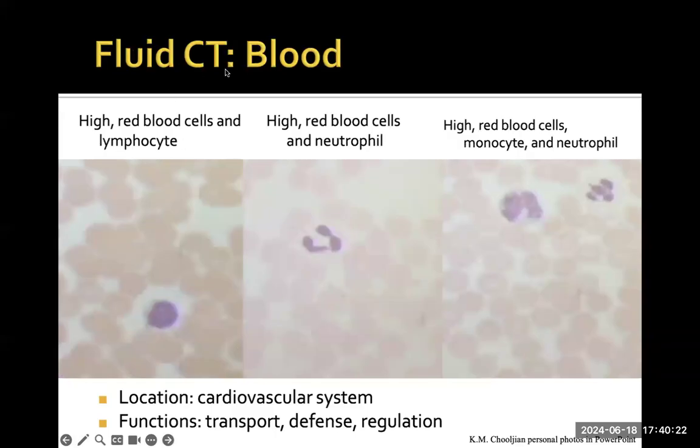Next is going to be your fluid connective tissue. So you've got blood. You've got red blood cells and white blood cells, and they're going to be found in your cardiovascular system. They're going to transport gases and also work as a defense for your body, as well as regulating the content of it.